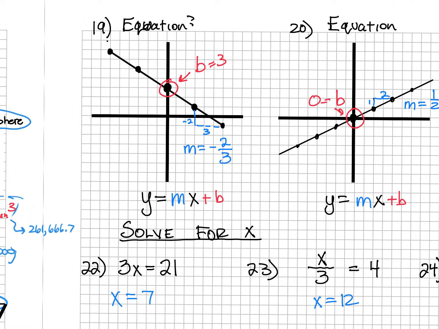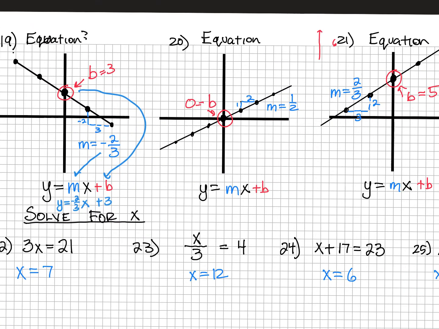We see that the line starts at 3, so I can already plug in y equals this plus 3. I know it starts at 3. And the slope is negative 2/3, so negative 2/3 x plus 3. We just plug in the slope for the m and the y-intercept for the b. All right, so y equals, what's my slope? Up 1/2, 1/2 x, and it starts at 0, so done.